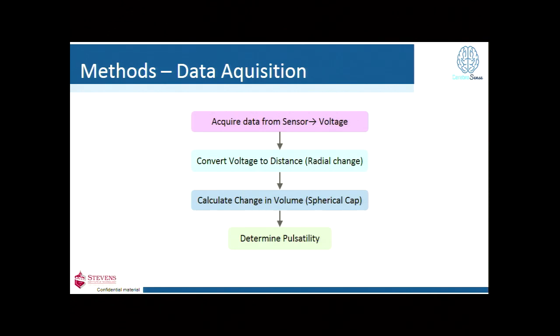So then we're interested in that radial change to then convert it into a changing volume. As Dave mentioned, pulsatility is actually changing volume over the changing cuff pressure. Cuff pressure, we take it from the patient during the surgery. So then as soon as we get to changing volume, then we can finally get to a fourth step, which is actually outputting pulsatility.